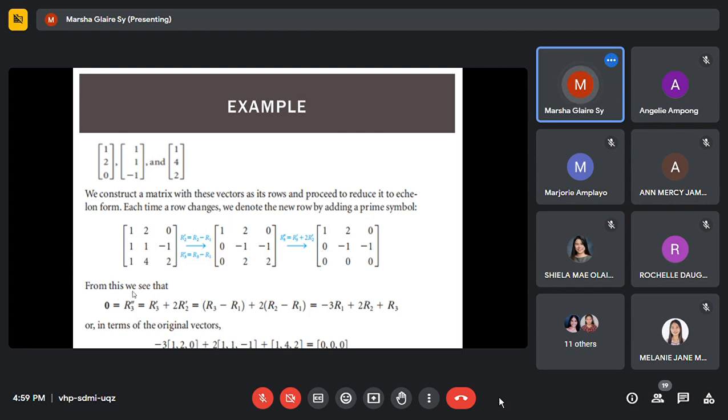So from this, we see that 0 is equal to R3 plus 2R2, which equals R3 minus R1 plus 2(R2 minus R1), which is equal to negative 3R1 plus 2R2 plus R3. Or in terms of the original vectors, we have negative 3 times (1,2,0), plus 2 times (1,1,-1), plus 1 times (1,4,2), which is equal to 0. So they are linearly dependent, not independent.